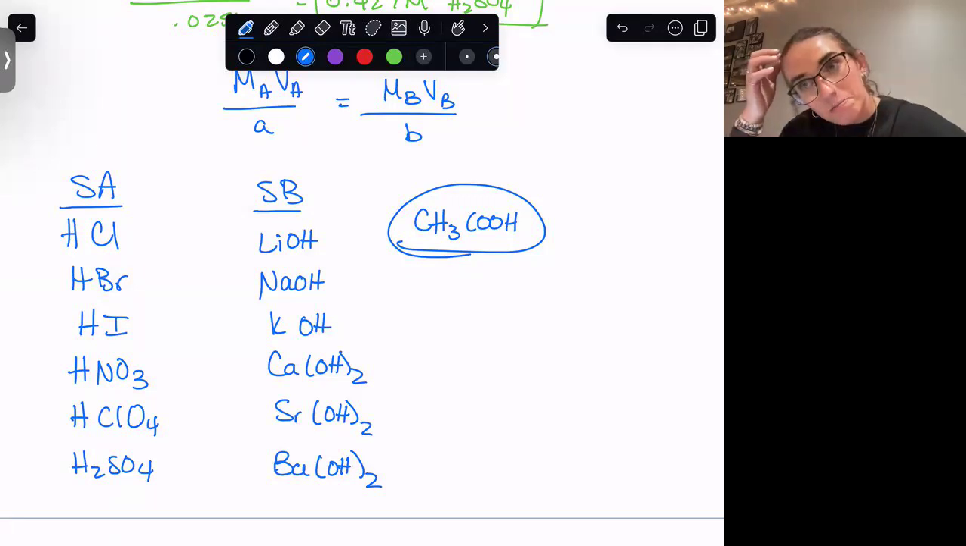ClO4, I believe, is on the polyatomic ion list. It might not be actually. I don't know if ClO4 is on the polyatomic ion list, but they don't use that one very often. It really only shows up with perchloric acid.